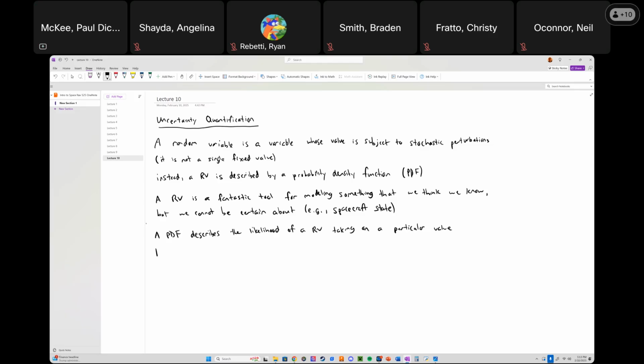Now, because a random variable has to be something, the integral of the PDF must equal 1.